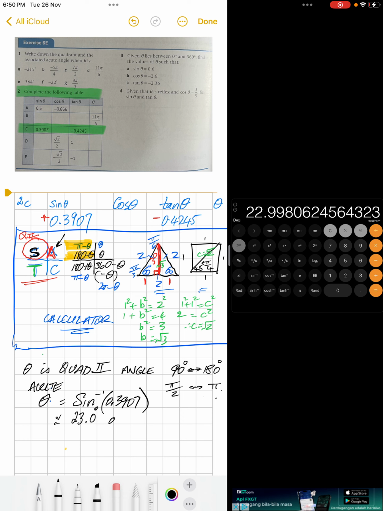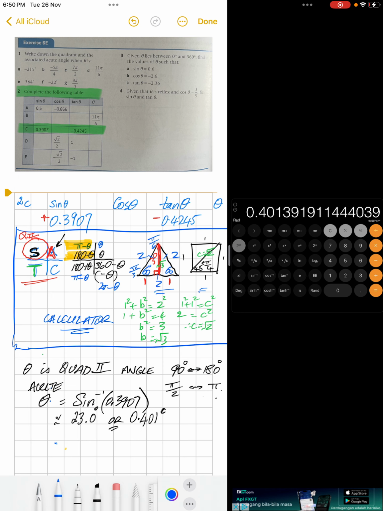That's degrees. Or if you want radians, let's go to radians. Let's cancel that and make radians up there. Now we go 0.3907, hit inverse sine, and you get radians, which is 0.401 radians. However, that's just our acute angle.